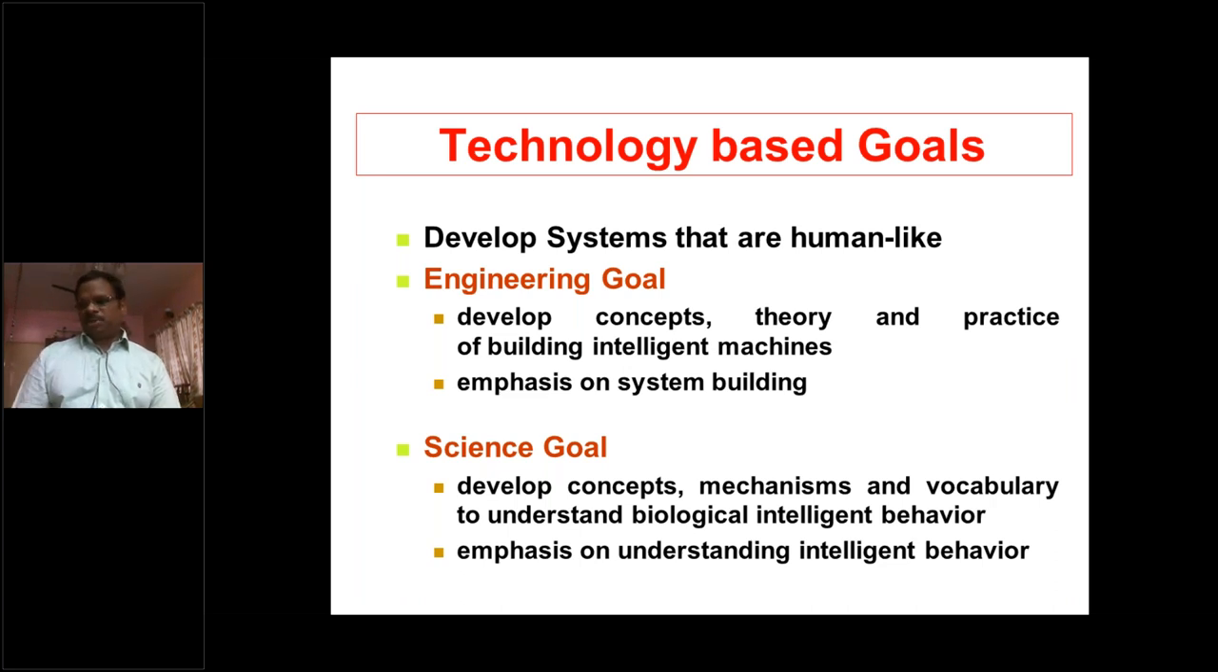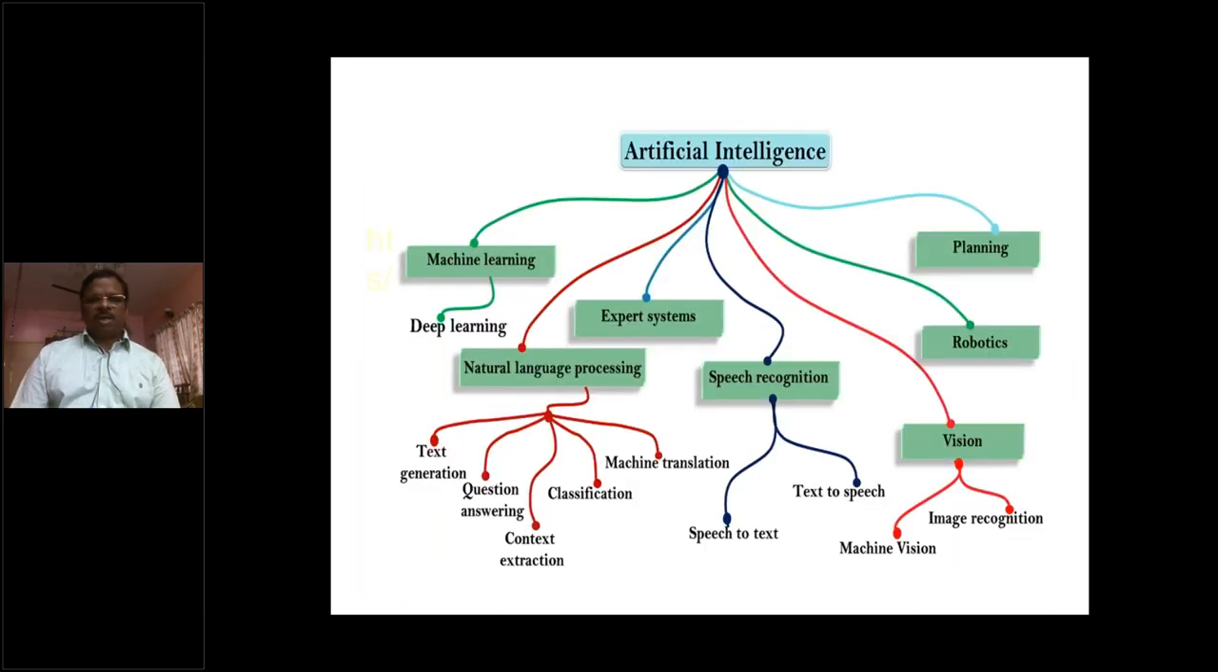My concept used in this discussion is somewhat different. Only some basic information is given by me, not all the information. Now, what are the major topics in artificial intelligence? Machine learning, natural language processing, expert systems, speech recognition, vision, robotics and planning. These are the major topics in artificial intelligence.